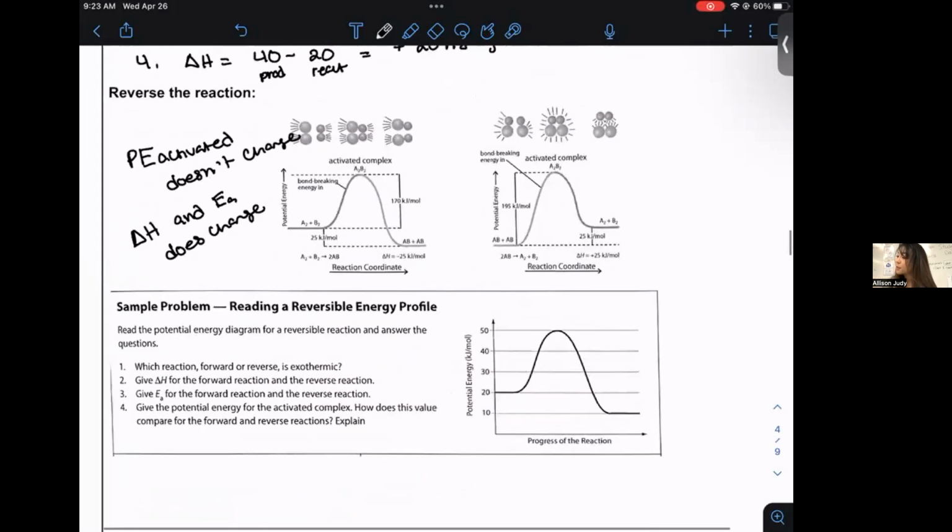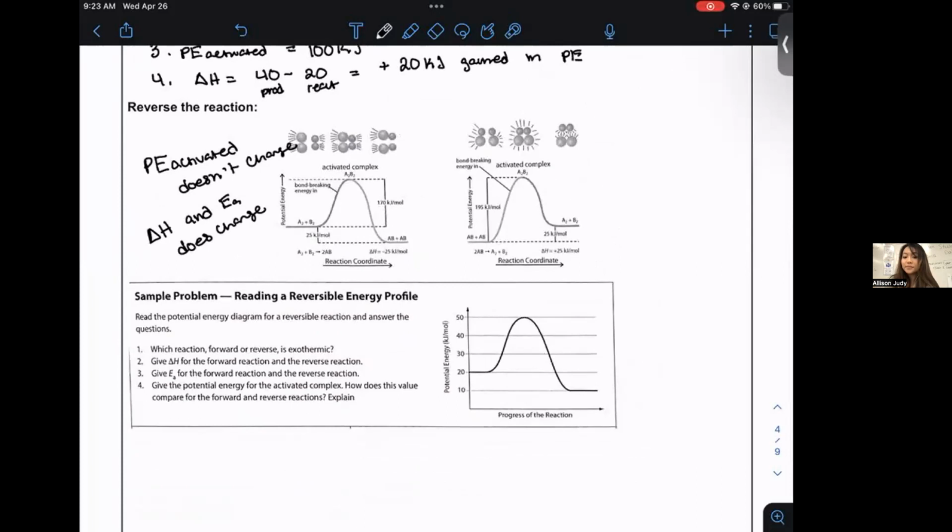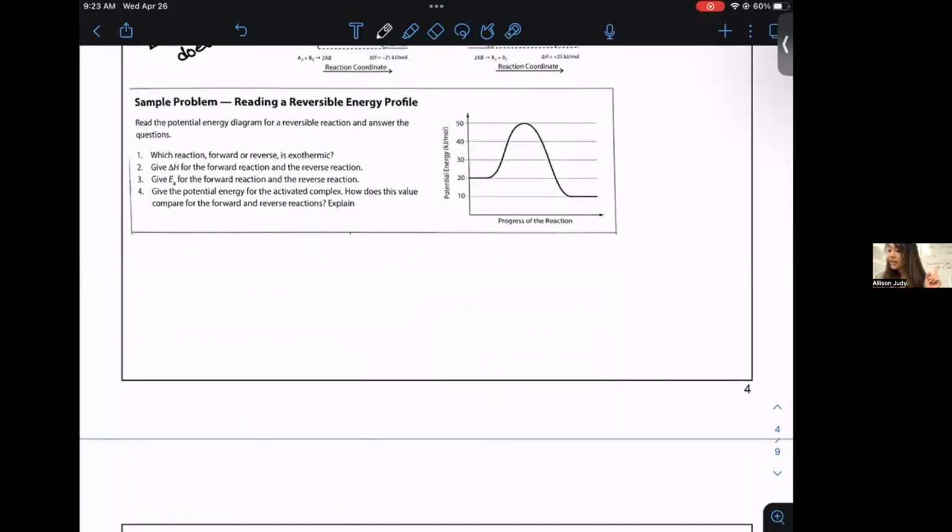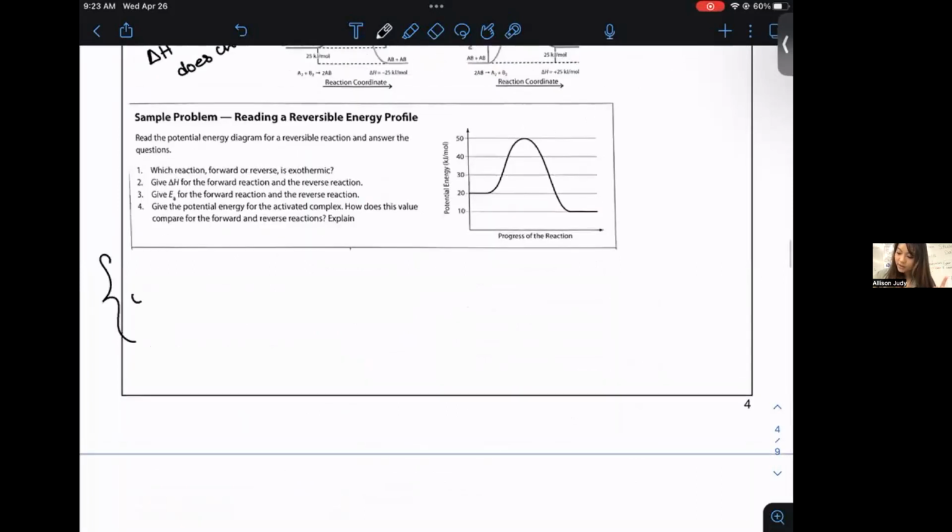So try out the next sample problem on your own, answering these questions. Sorry, just kidding. This is going to be our warm-up for tomorrow. That's a better idea. That gives me something to give you guys.